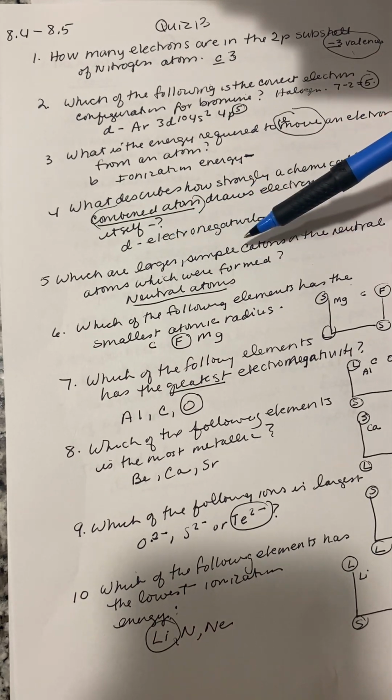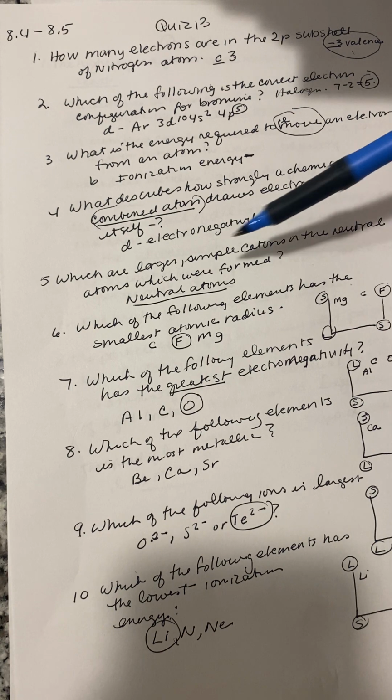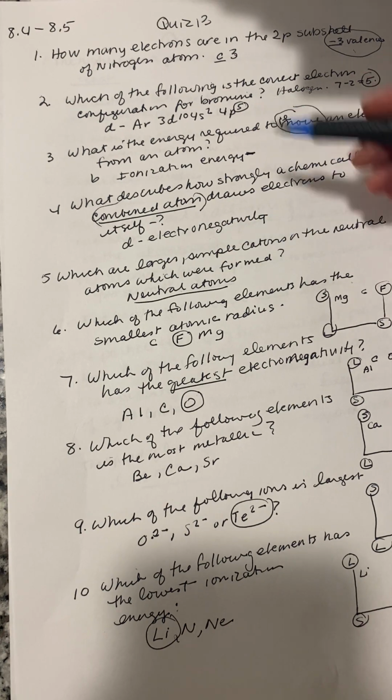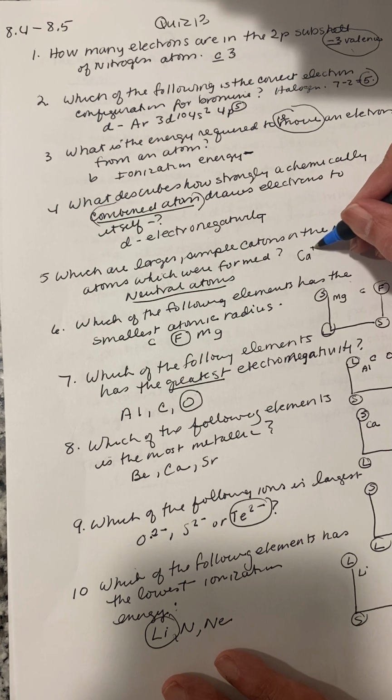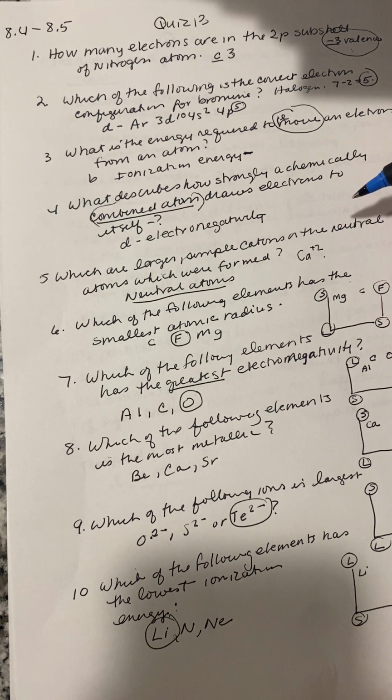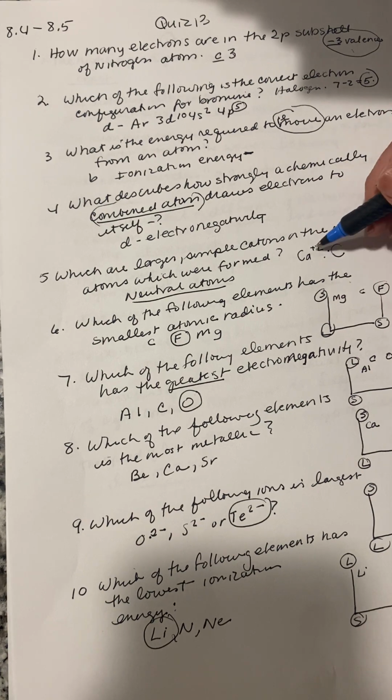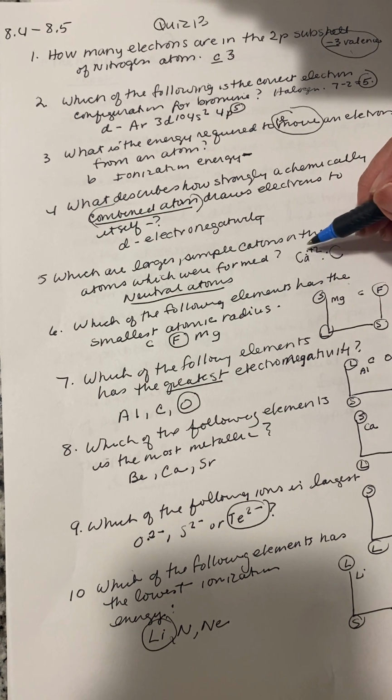Which are larger, simple cations or the neutral atoms from which they were formed? Whenever you have a positive number, say calcium with +2, it's going to be small. Any positive ion is small because the electrons are gone. It's missing 2 electrons, so it's going to be smaller. Just remember that. If you have calcium 2+ and regular calcium, the positive one is smaller.